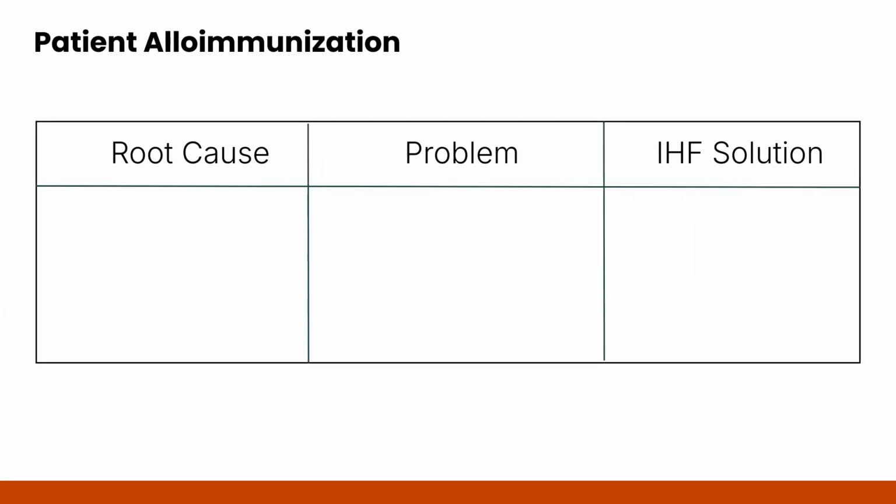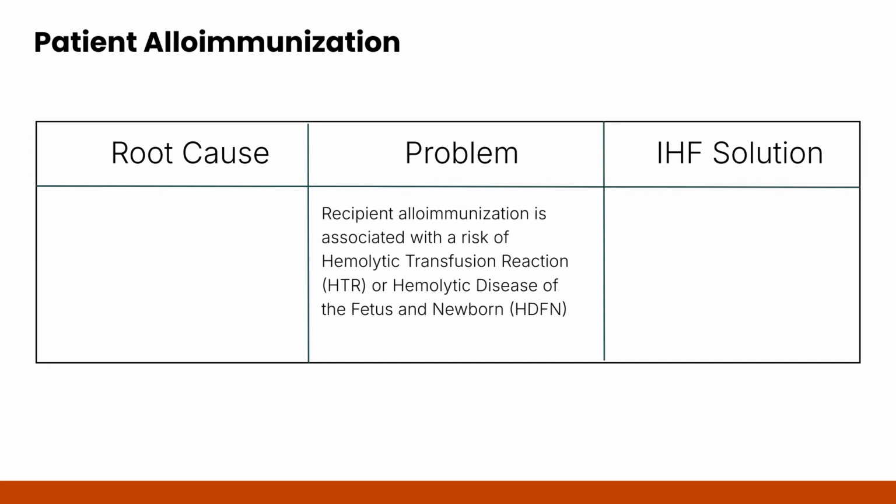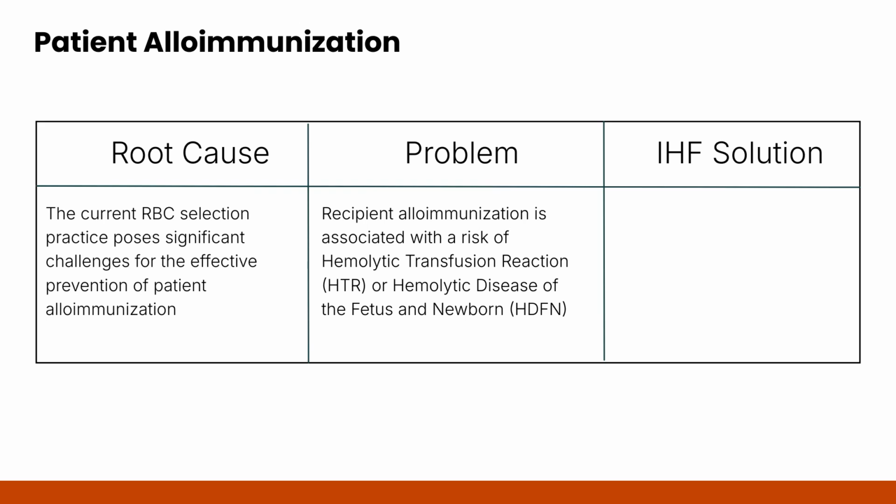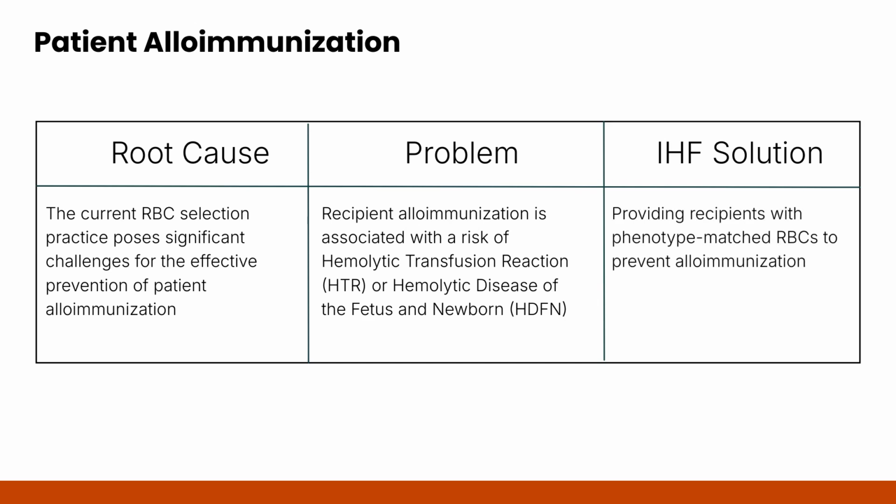Now let's discuss patient alloimmunization. The problem. Recipient alloimmunization is associated with a risk of hemolytic transfusion reaction, HTR, or hemolytic disease of the fetus and newborn, HDFN. The root cause of this problem is that the current RBC selection practice poses significant challenges for the effective prevention of patient alloimmunization. IHF solution solves this problem by providing recipients with phenotype-matched RBCs, which effectively prevents alloimmunization.